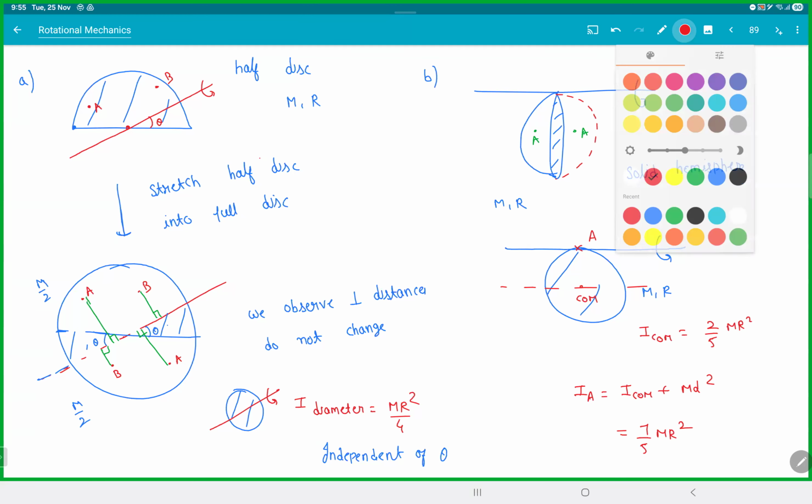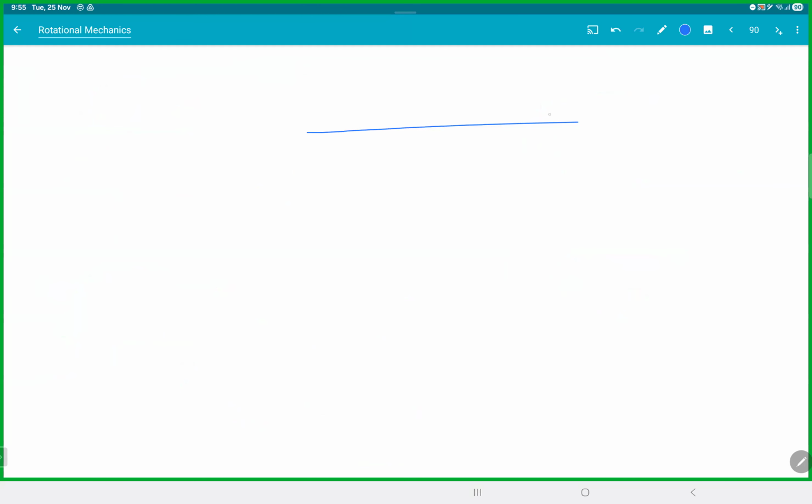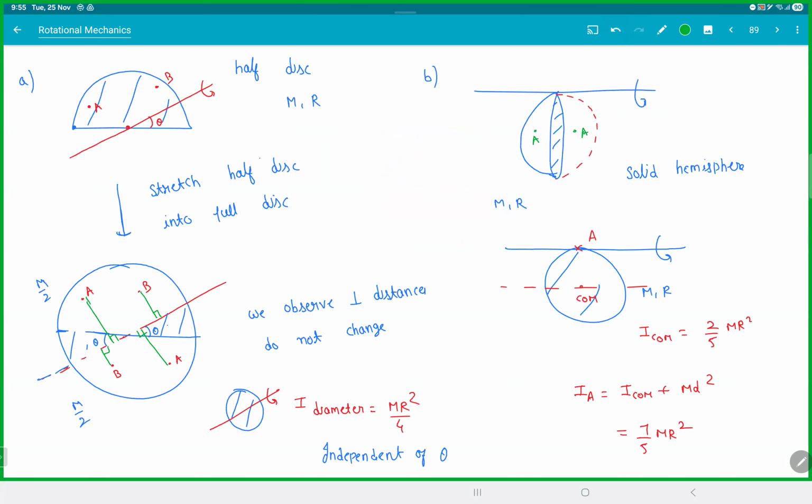Now just be careful. You can't do this if the shape is like this. Suppose if this was there. Now if I make this into a full sphere, do you think the distances will remain the same? You messed up the distance now. So this you can't do. That doesn't work for this. You can't open this, but you can do this. So when you make it into a full sphere, make sure the perpendicular distances don't change.